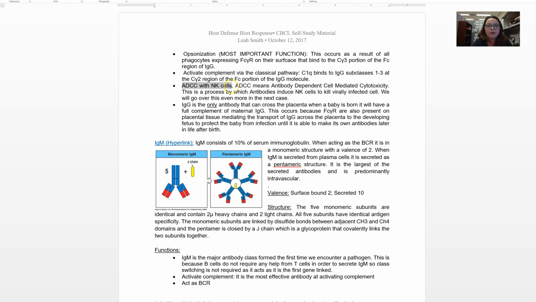ADCC is something that we have not covered yet, but I do kind of introduce it to the level that you would need to know for now. We're going to talk about it a lot in KDDS. ADCC means antibody-dependent cell-mediated cytotoxicity, and it's a process that NK cells use to kill virally infected cells or tumor cells. So just so that you're aware, but IgG is actually the only antibody that really works with ADCC.